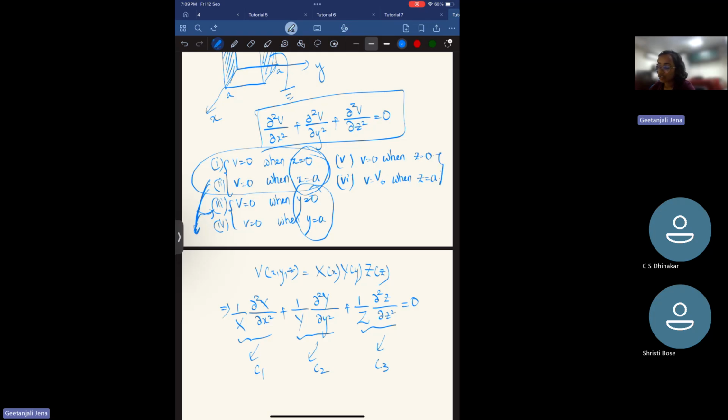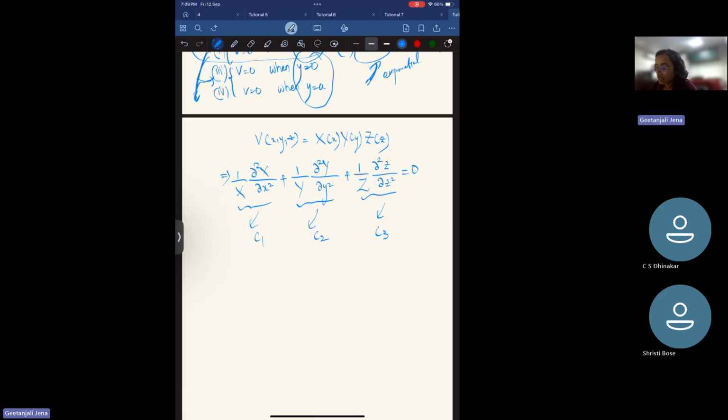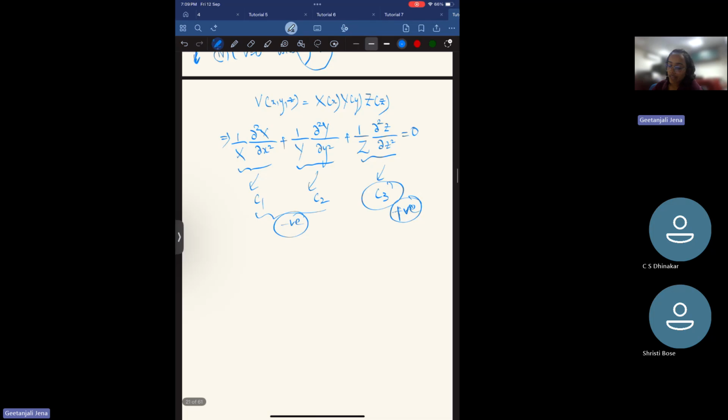And for z equal to 0 and z equal to a, V is 0 at one of the surfaces and non-zero at the other surface. That means you can take an exponential function here. So that is why we take C1, C2 as negative terms and C3 as positive, so that they can add up to 0. Is this clear why I have taken C1 and C2 negative?